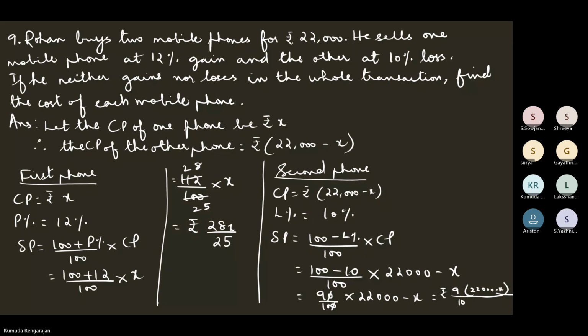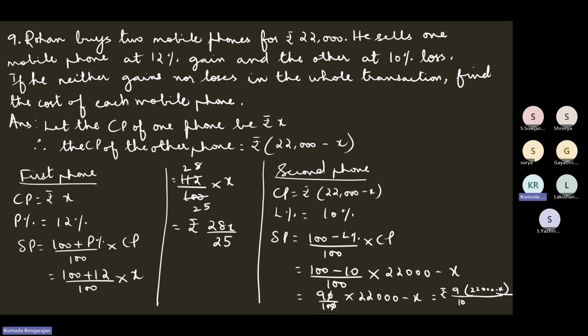All right. So the question is, Rohan buys 2 mobile phones for rupees 22,000. Not 22,000 each. He buys 2 phones for 22,000. That means the total money he spent to buy the 2 phones is 22,000. That doesn't mean that the cost of one phone is 11,000 and the cost of the other phone is 11,000.